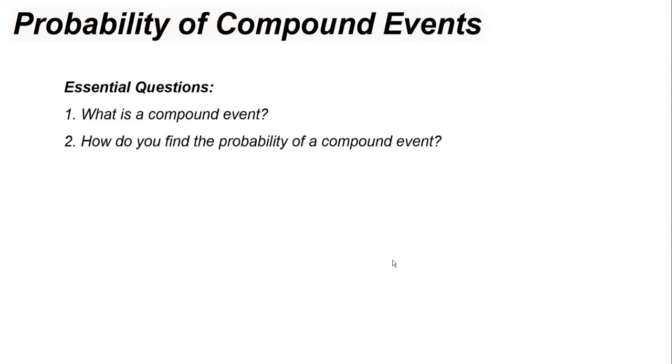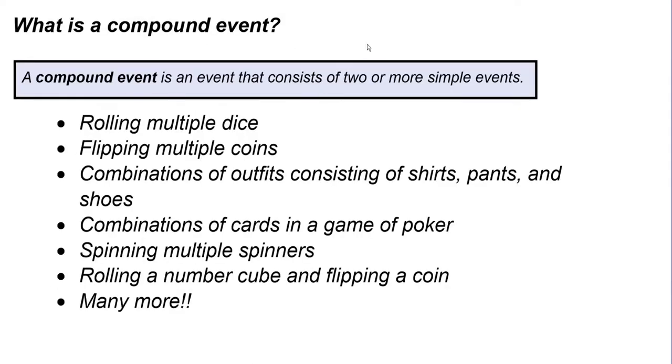In this video, we're going to be talking about the probability of compound events. So our essential questions are, what is a compound event and how do you find the probability of a compound event? So first of all, what is a compound event? A compound event is an event that consists of two or more simple events. So if you put two simple events together, you have a compound event.